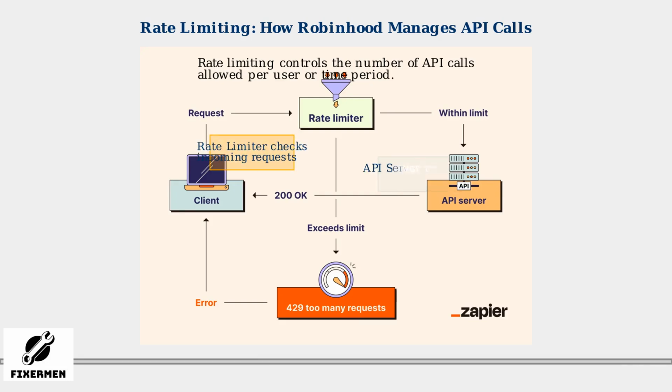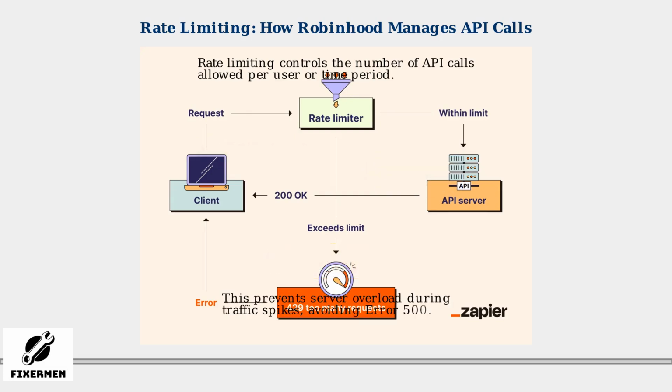If the rate limiter determines the requests are within the limit, they proceed to the API server for processing. However, if the limit is exceeded, the system returns a 429 too many requests error instead of overwhelming the servers. This protection is especially important during market events or viral trading moments when traffic spikes dramatically. By implementing rate limiting, Robinhood ensures stable service and prevents the server errors that could disrupt trading.